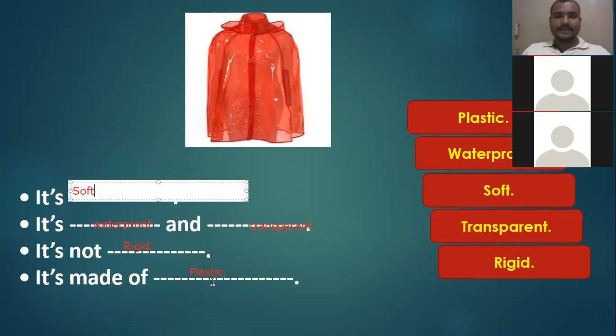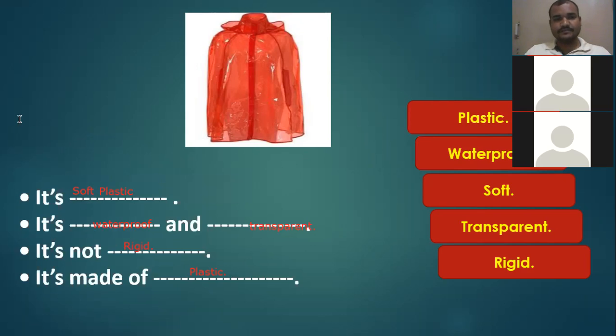While you are talking about these kinds of things, if you observe the second example, it's waterproof and transparent. If you add a, it's a waterproof and a transparent, it will change the meaning. For example, let me give you.